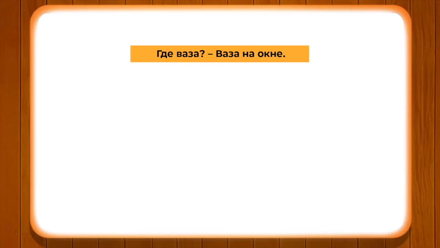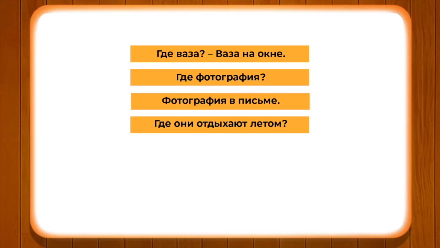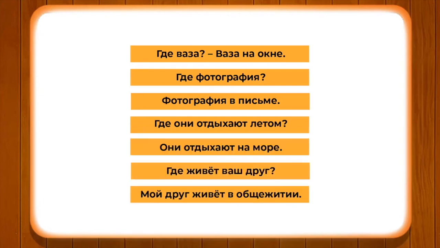So now quickly read the sentences here. Где фотография? Фотография в письме. Где они отдыхают летом? Они отдыхают на море. Где живёт ваш друг? Мой друг живёт в общежитии. So here you can see the difference, especially when we have the words of neuter gender.